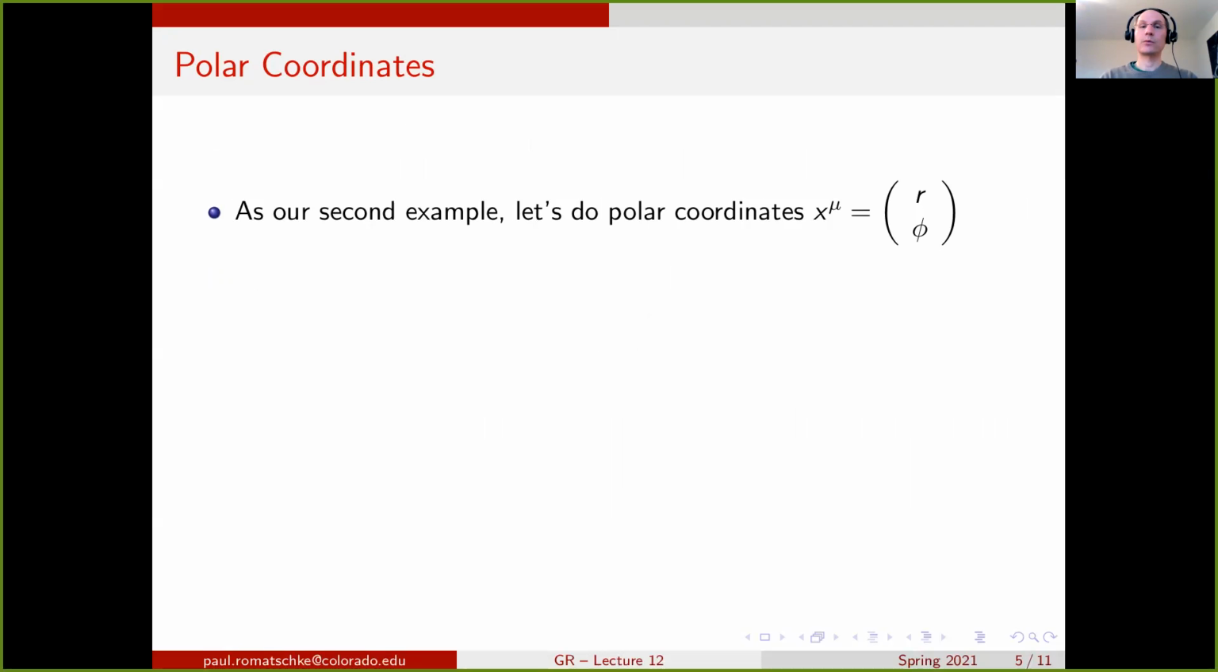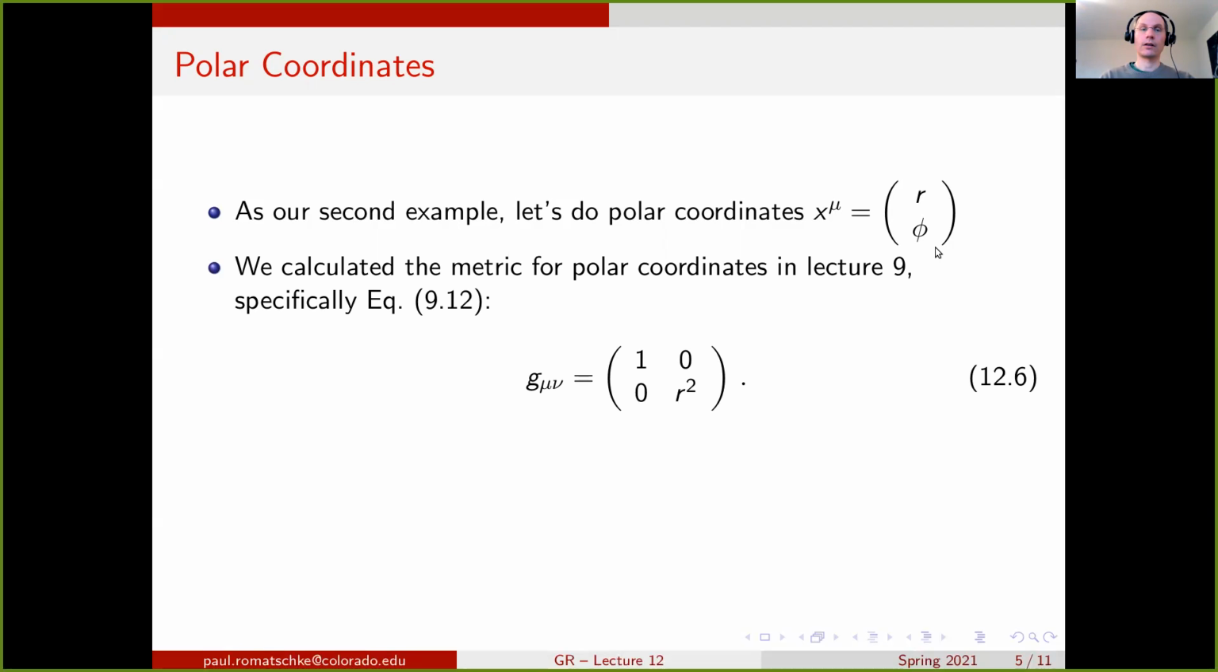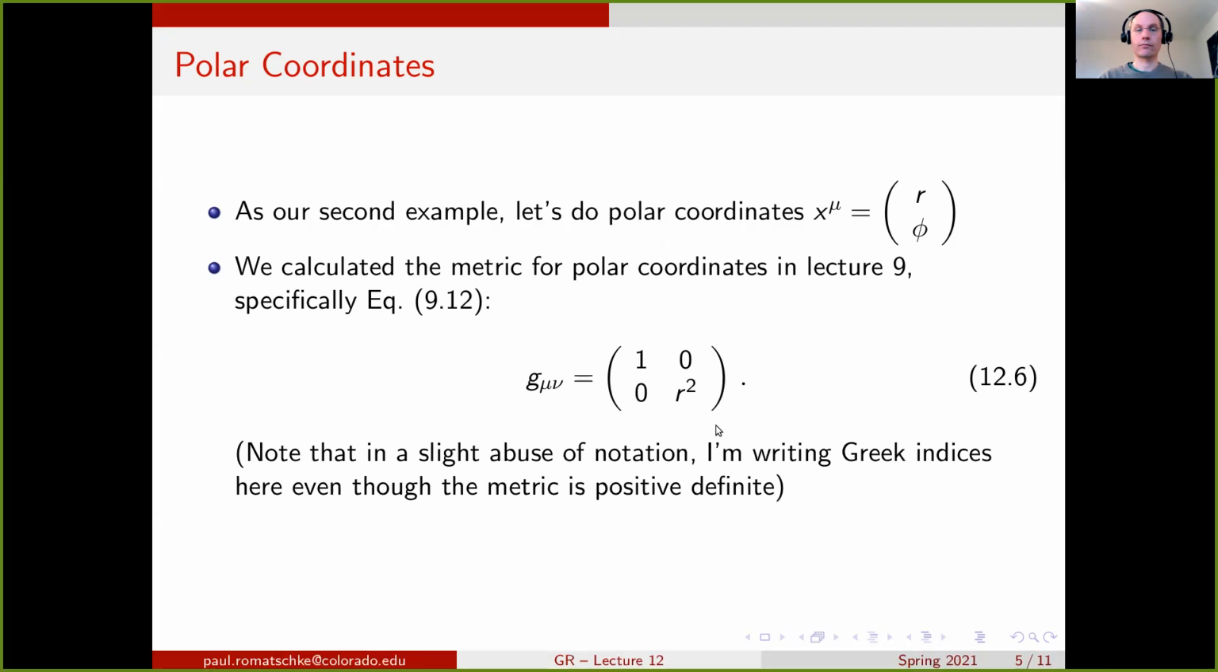Now let's aim for a slightly more involved example. For that, we want to use polar coordinates in 2 dimensions. So we have coordinates x mu being r and phi. We have already calculated the metric tensor for polar coordinates in lecture 9. Specifically, have a look at equation 9.12, where we found the expression for the metric tensor in polar coordinates to be given by a diagonal matrix that has an r squared in the lower right component.